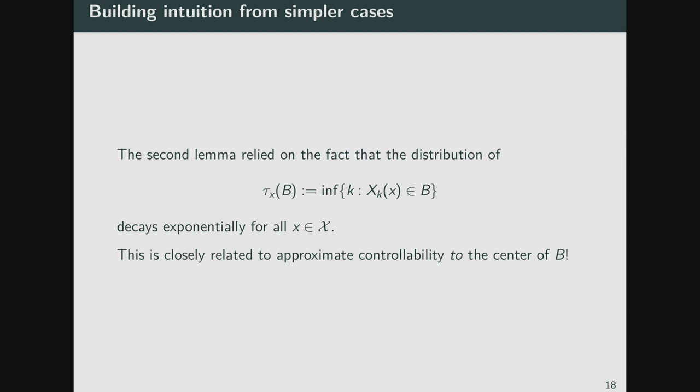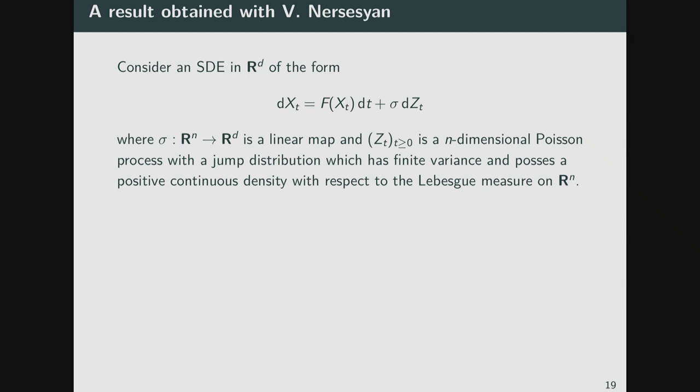So that's the idea. So now I'm ready to present the main result, which was obtained with Vahagn Nersesyan. So if you have an SDE of this form, the form that I talked about, and this process here is an n-dimensional Poisson process with some distribution for the jumps that has a positive continuous density with respect to the Lebesgue measure.